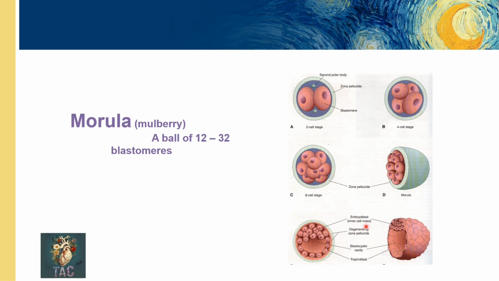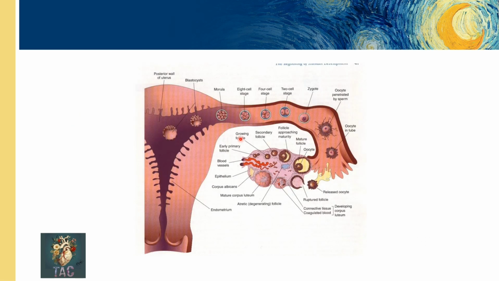But at this stage, when a cystic space appears, and this cystic space is called the blastocystic cavity, at this stage the embryo is called a blastocyst. At this stage, the zona pellucida disintegrates, which is called hatching, after which the implantation of the blastocyst into the uterine endometrium takes place. So here you can see different phases.